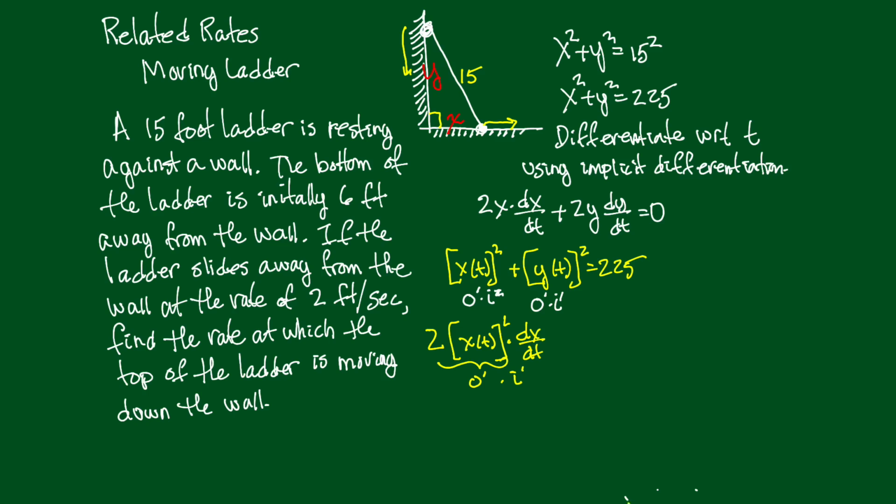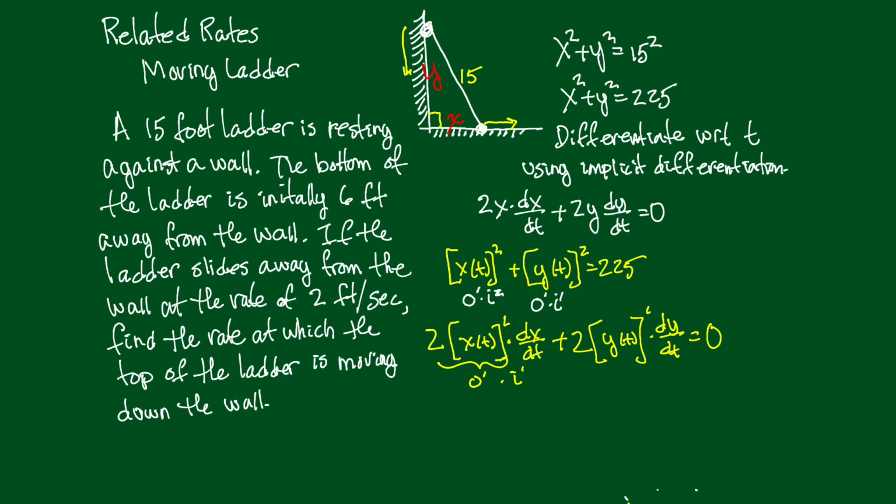So just to say what we have: it's the derivative of the outside, 2 x of t to the first, times the derivative of the inside. Now I don't know what the x is, so I'm going to indicate it, dx/dt. Now do the same for the y. So plus, bring the 2 down, there's the derivative of the outside, to the first, times the derivative of the inside. Now, it's y, I don't really know what y is, so I'll indicate it, dy/dt. Now, over here on the right side, we got 225, that's a constant, and we know that the derivative of a constant is 0.